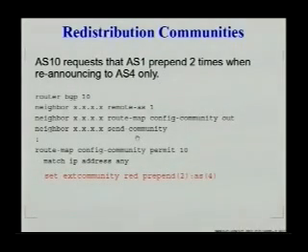Another example here where an AS can request that AS1 prepend 2 times when reannouncing to AS4, but this prepending will only be done when reannouncing to AS4 and not to other peers. This is the same kind of configuration. Here the action is prepend 2 times and the target is AS4. So it's easy to do. You don't have to look for the community values used by your peer, and the community values are completely standardized, so everyone uses the same value.